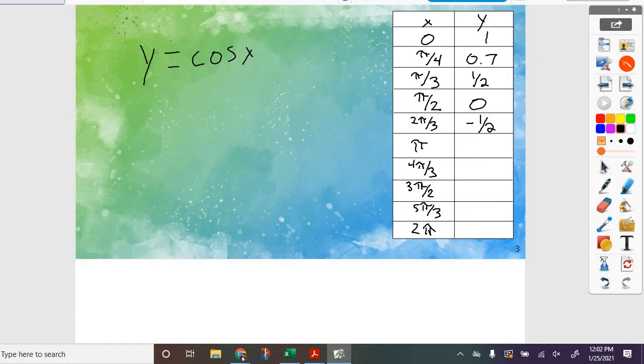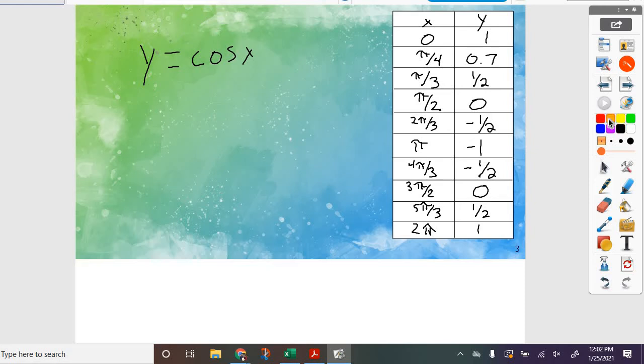And then what would we get at pi? Negative 1. Or pi over 2? Negative 1 half. And then we get 0. Then we get positive 1 half. And then again, we start all the way back over, same thing that we got at 0, at 1.